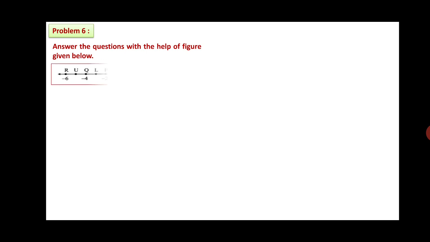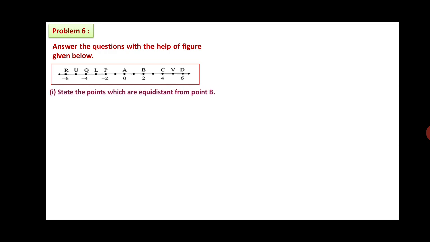So we will continue with the last problem. Answer the questions with the help of the figure given below. This is the figure given, a number line, some points are given and their coordinates are there. State the points which are equidistant from point B. Point B having the coordinate 2, and those points should be at equal distances.